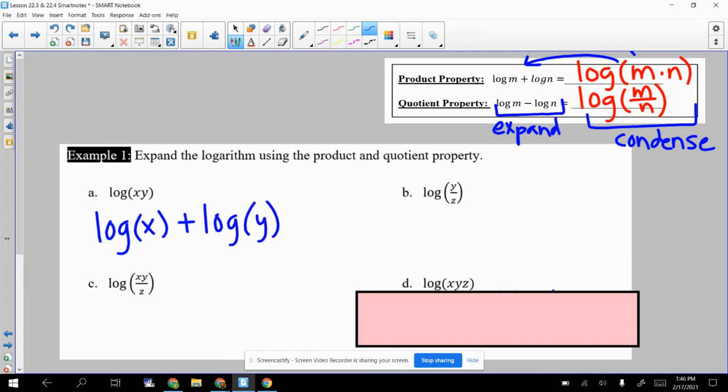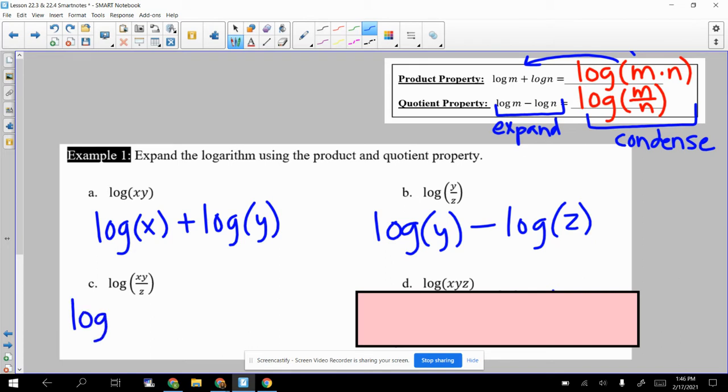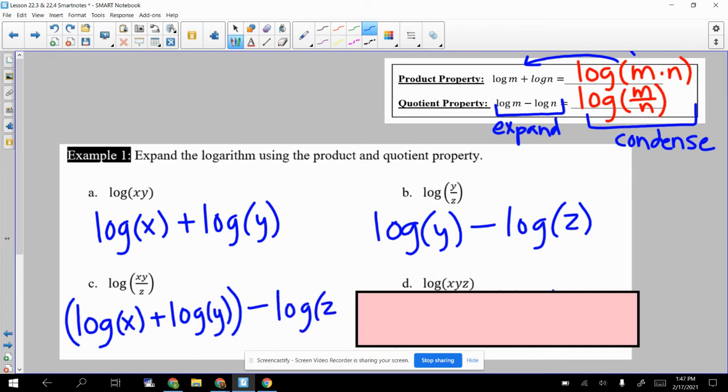Okay. In part B, this one has division, and we want to expand it, and we know division goes with subtraction. So we would write it as log of y minus log of z. Okay. Now, part C is kind of putting both of those together. So log xy over z. We need to write those as 3 separate logs because now there are 3 variables. So I'm going to write that as log of x plus log of y. And what I would do is maybe even put parentheses around this. And then you know, okay, now you're going to subtract the log of z because it's being divided by that. And that would be the expanded version.